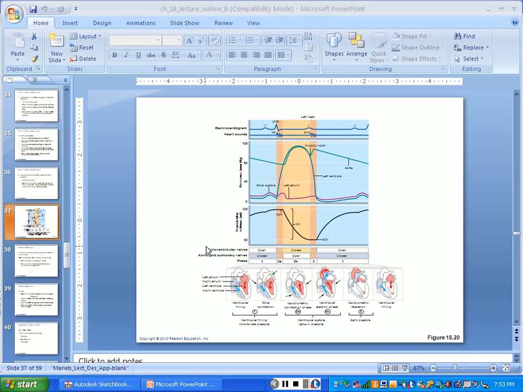We're going to talk about all of the events of one heartbeat. This is known as the cardiac cycle. The cardiac cycle. You should be familiar with all the events of one heartbeat because you've studied it in lecture, and we've even talked about heartbeats in lab.